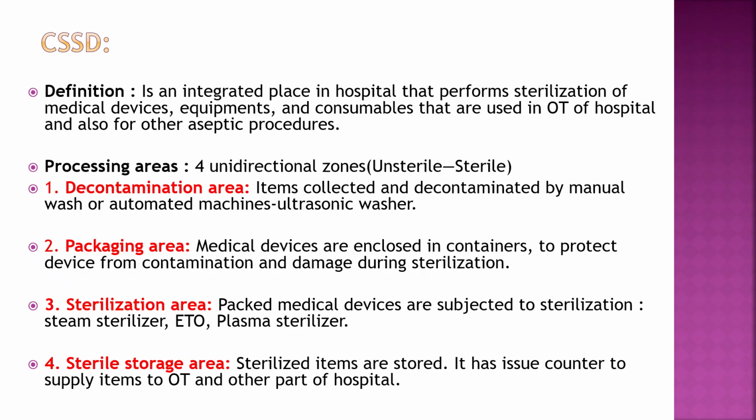First is the decontamination area. Items are collected and decontaminated by manual wash or automated machines like an ultrasonic washer. Then the packaging area, where medical devices are enclosed in containers to protect the device from contamination and damage during sterilization. Then the sterilization area, where packed medical devices are subjected to sterilization, like steam sterilizer, ETO or plasma sterilizer. Then the sterile storage area, where sterilized items are stored. It has an issue counter to supply items to the operation theatre and other parts of the hospital like ICU and wards.